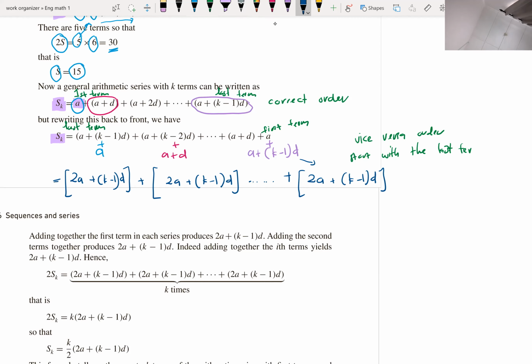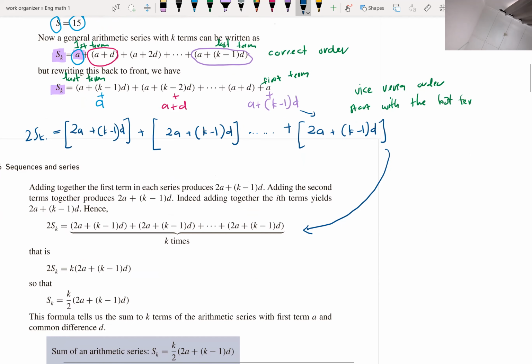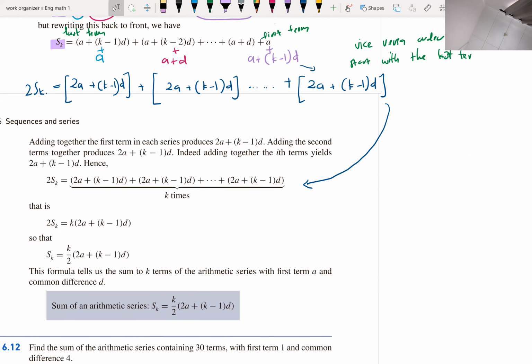So this will be 2SK. Actually this one is similar. I'm just showing you how to get these terms. So lastly we get 2SK is 2A plus K minus 1 D. This is what we want. This is the formula to simplify, to sum up all the terms.